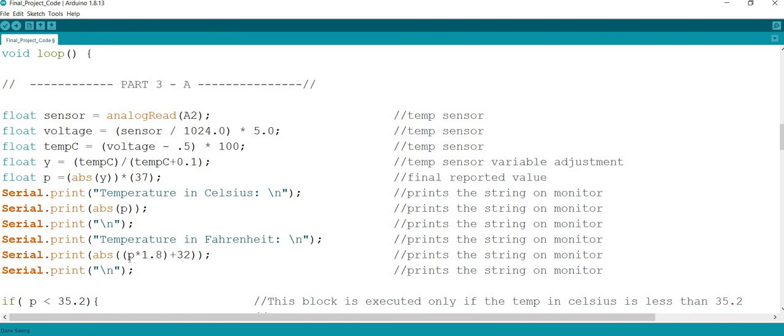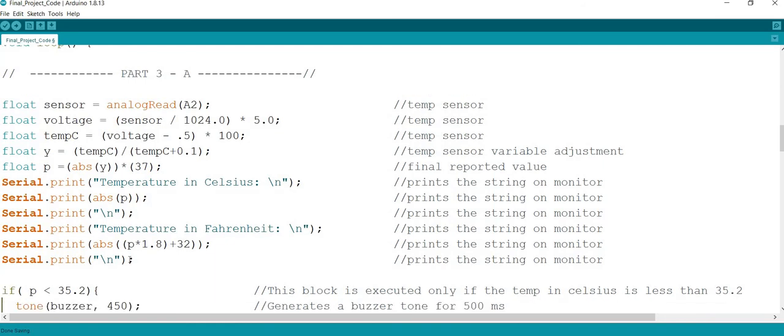So up until this part, what it does is basically measuring the temperature and displaying it on the serial monitor. After that is done, now that we know what the temperature is, we want to make sure that it is within the normal range so that the person can be alerted if it's not.